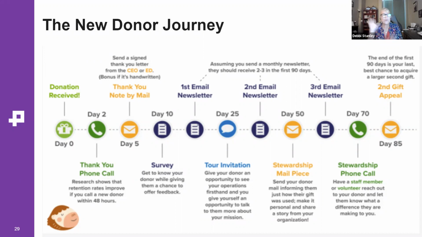I know, I hear it. We're busy people. However, you have time for anything that's important. This is important. Retention is important, and it starts on day 1.